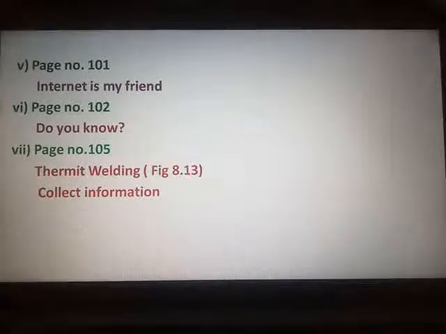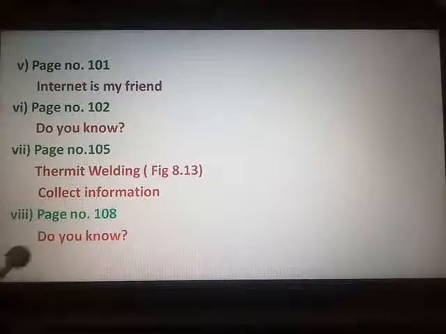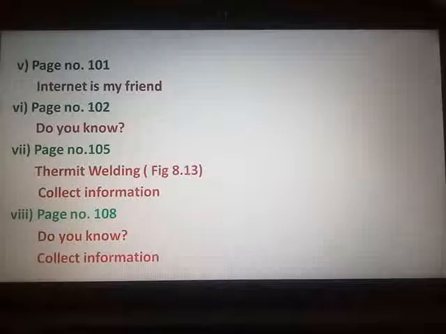Page number 108. Towards the end of the page, you have two activities. One is Do you know in the pink colored box, that you have to remove. And below that again you have that yellow colored heading, Collect information. That part also you have to remove. So this is the reduction in syllabus for chapter number 8, metallurgy. Now the questions which are related to the reduction in syllabus for this chapter, I will provide you when I teach this chapter.